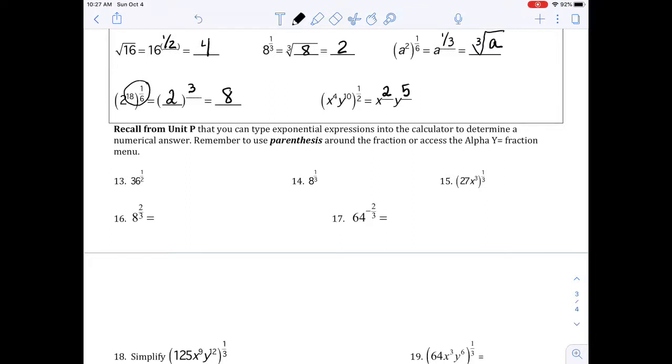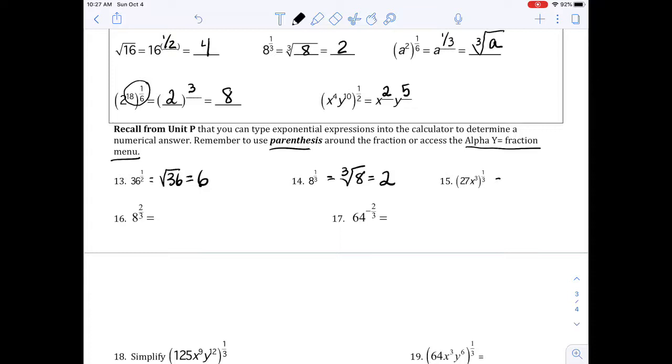Recall from Unit P that you can type exponential expressions into the calculator to determine a numerical answer. Remember to use parentheses and the alpha y equals fraction menu if you have the graphing calculator. So 36 to the 1/2, you could literally type that in your calculator and it'll do the answer for you. Or you can rewrite it as the square root of 36, which is 6. 8 to the 1/3, that would be the cube root of 8, which is 2. So if you don't have the calculator, you will have to convert it and simplify it.